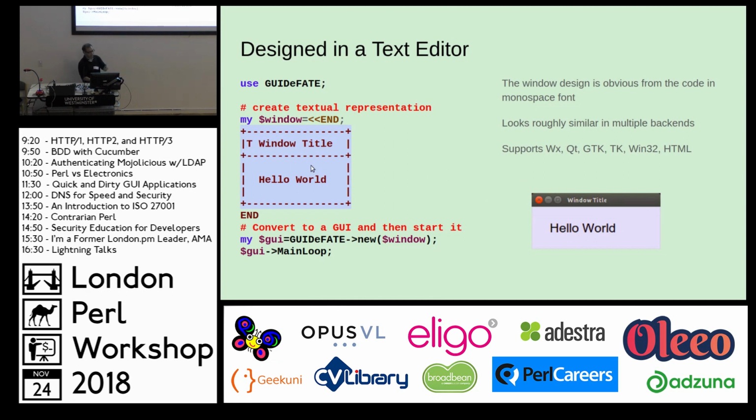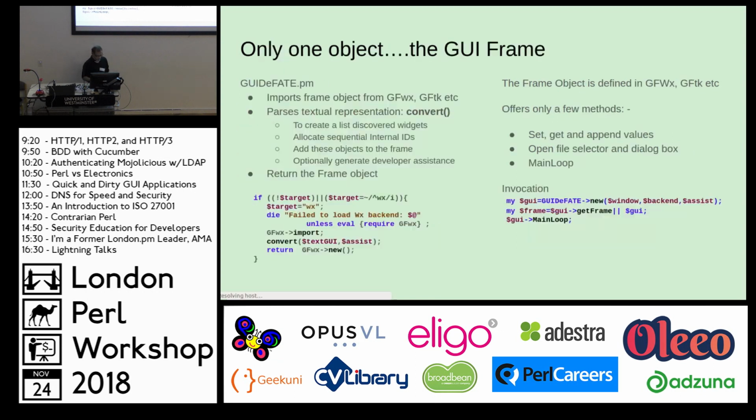Looking at the string, you can tell what it's going to look like, and it tries to match that. It supports multiple backends, including Win32 and WX, and even the web. You can create a web application without having to have Mojolicious or Dancer or anything else like that. So there's only one object, the graphical user interface frame, the GUI::DeFate module.